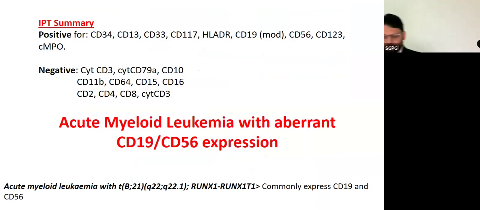Fine. And this was the genetic translocation t(8;21) that came out, and AML with translocation t(8;21) frequently has CD19 and CD56 expression. Some cases are CD19 only, some cases are CD56 only, some cases are both, and some cases do not have any CD19 or CD56. But mostly if it's AML and expressing CD19 and CD56, or CD19 or CD56, it's translocation t(8;21).